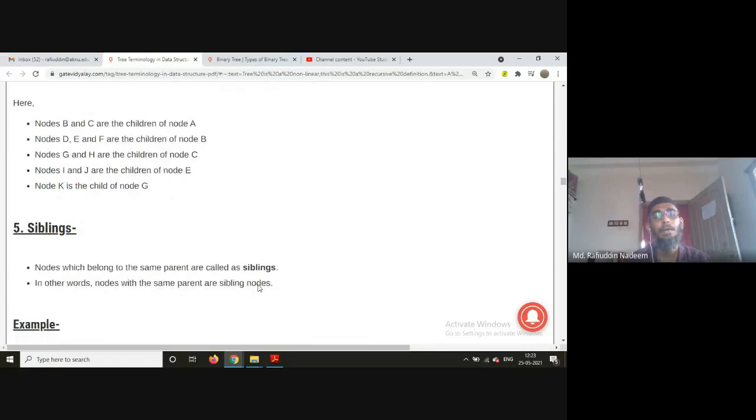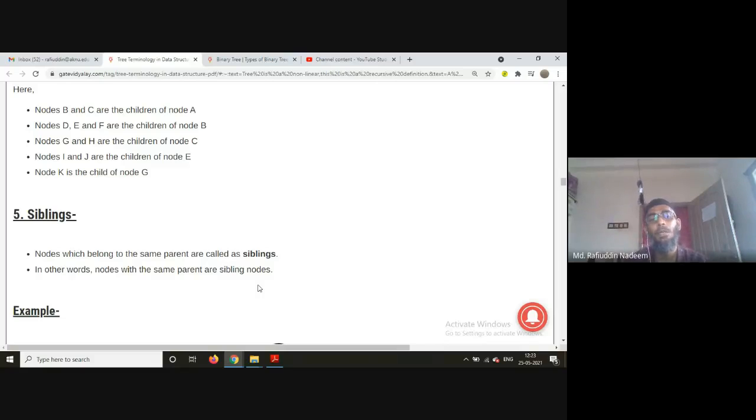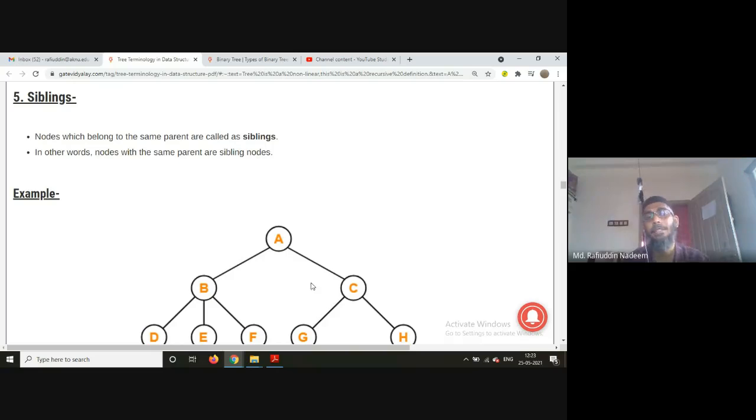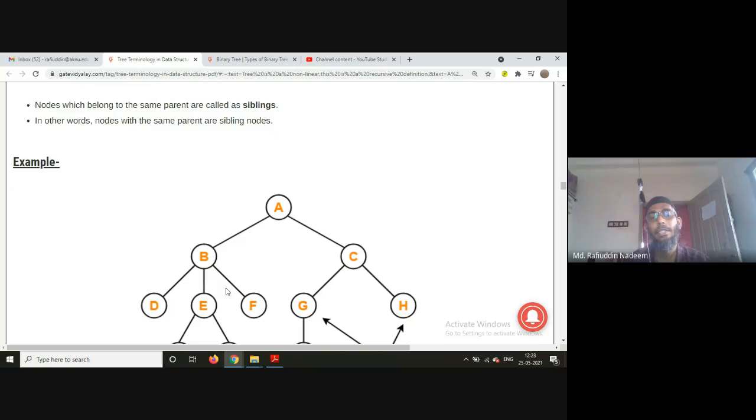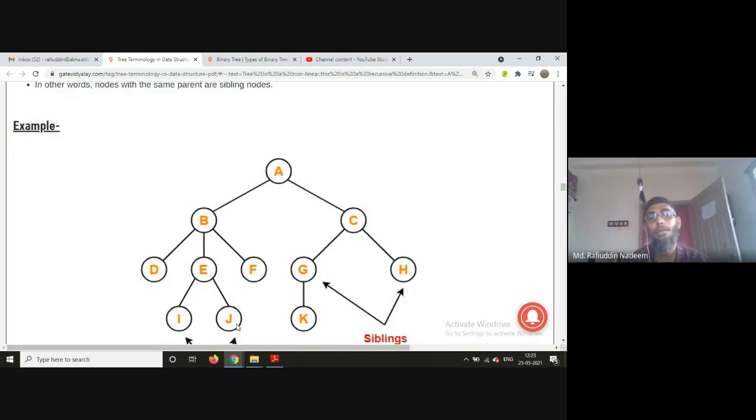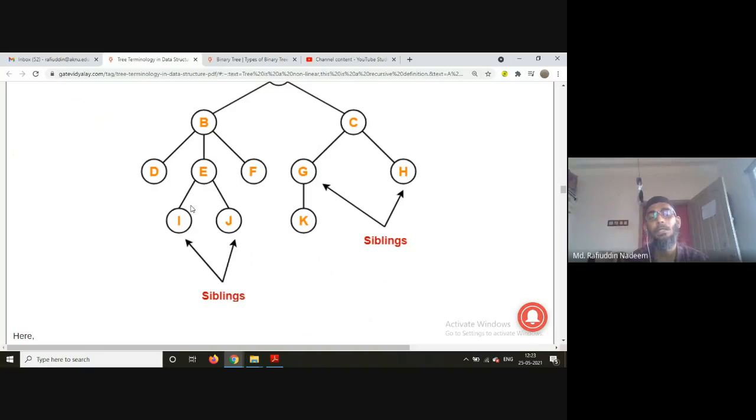Next, we have the siblings. Siblings, in the sense, the nodes which belong to the same parent are called siblings. In other words, nodes with the same parent are called siblings. Like B and C are siblings here because the parent of B and C is A. Then we have D, E, F as siblings because the parent of D, E, F is B. Likewise, we have G and H, whose parent is C, and because of that, G and H are called siblings. And likewise, we have I and J, which are also siblings because their parent is E.